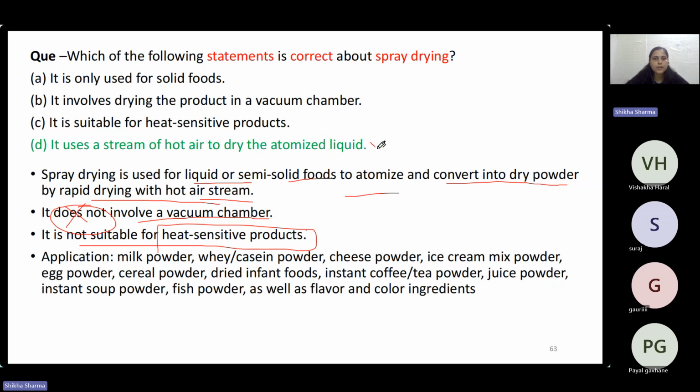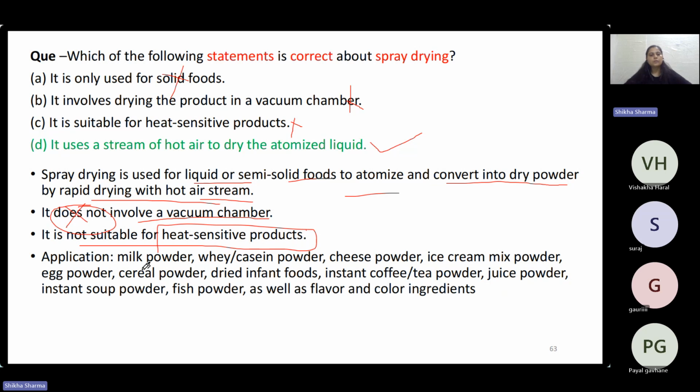So D option is correct, that it uses a stream of hot air to dry the atomized liquid. And C is not correct, because it is not suitable for heat sensitive products, and it involves a vacuum chamber, which is incorrect, and the feed is not solid products, it is liquid products.